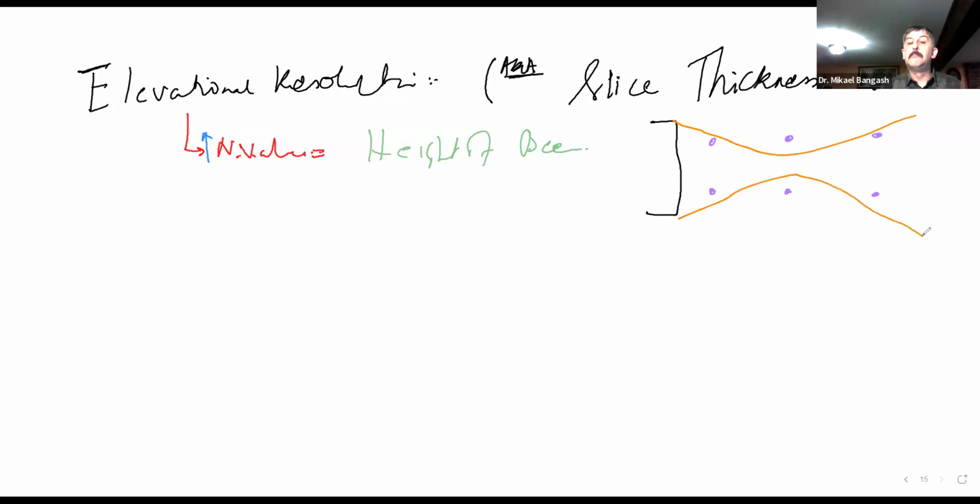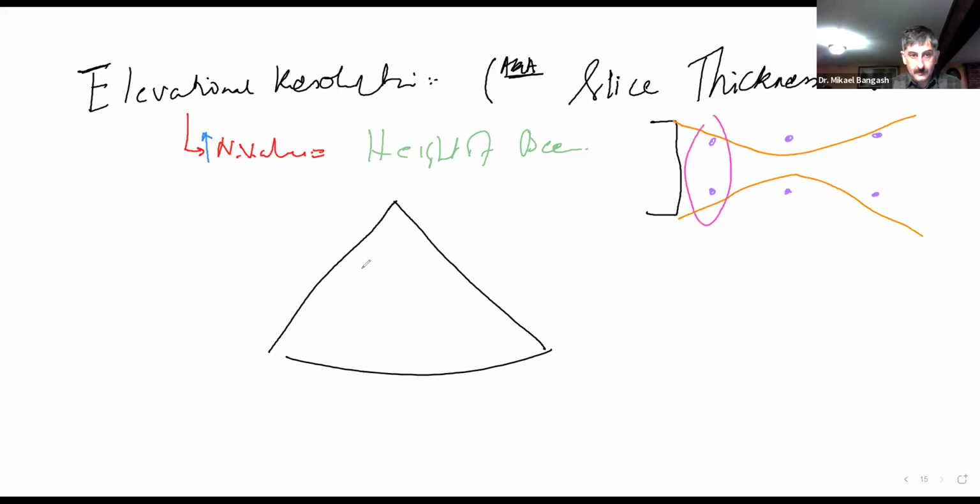Let's do it this way. This was the height of the beam, and this part of the image here, as a result of this, you have a poor resolution. Likewise, for this one, that was going to be poor resolution. And these two here, we're having good resolution.